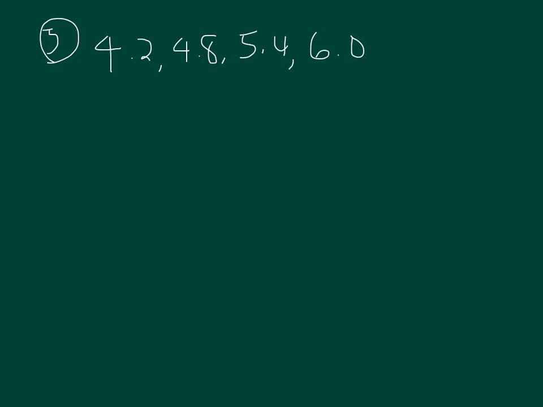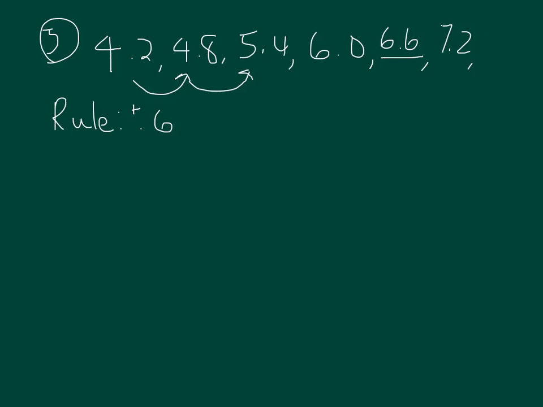They don't ask you for the rule, but I asked you to, and the rule is what is the pattern between these numbers? If you look at it, you're adding 0.6. So the rule is adding 0.6. So the next 3 would be 6.6, 7.2, and 7.8. Okay, hope that was pretty easy.